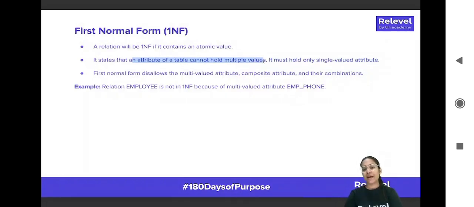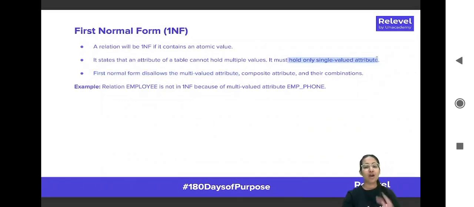You remember the example we talked about in the ER modeling process, where we talked about a multi-valued attribute, for example a phone number. A student who is enrolled may have multiple phone numbers, right? So first normal form prohibits having multi-valued attributes. It disallows multi-valued attributes, which means one attribute will have just one value. It must only hold a single-valued attribute.